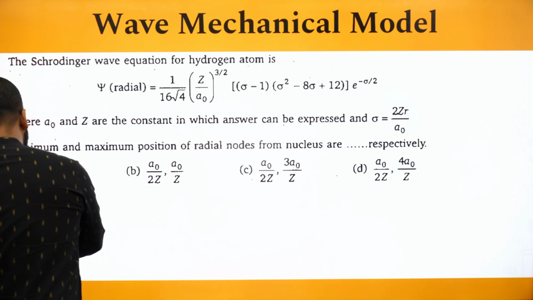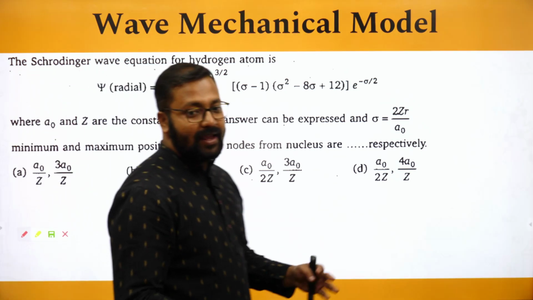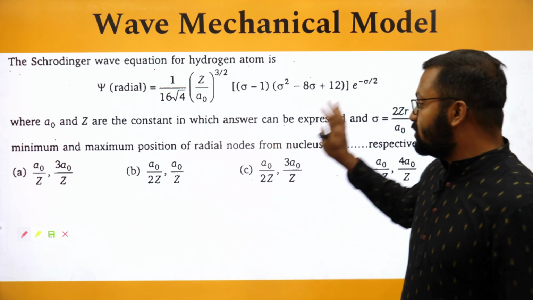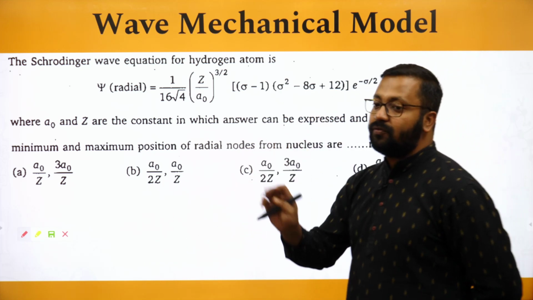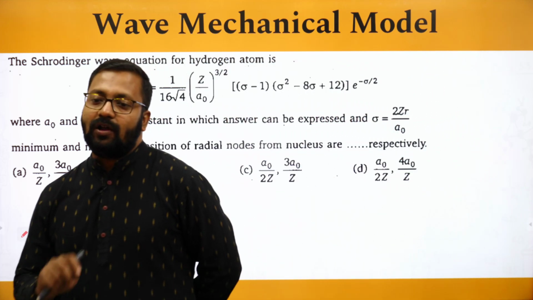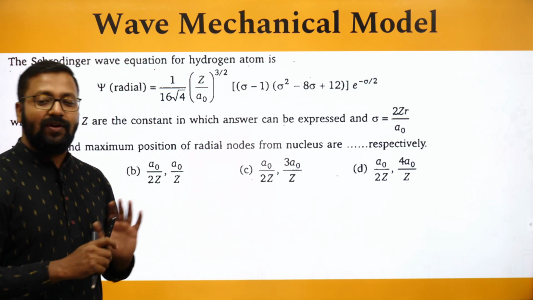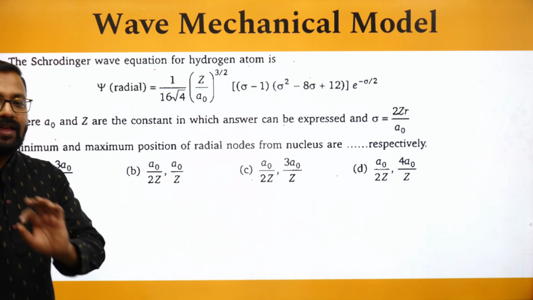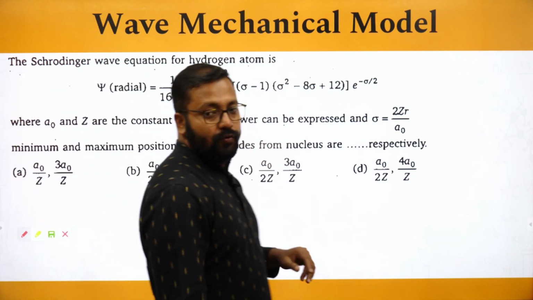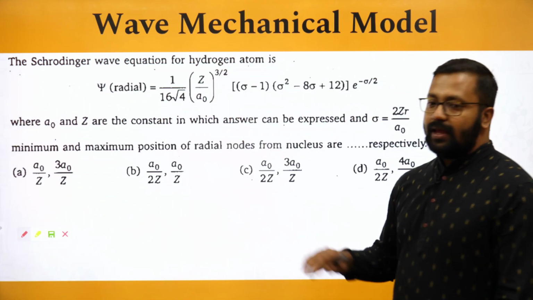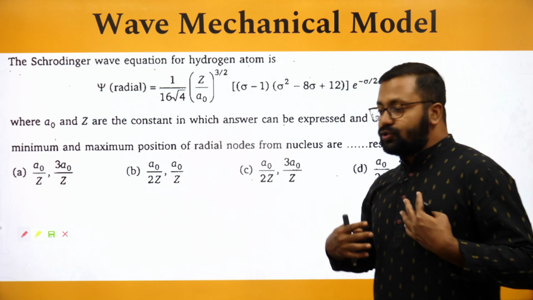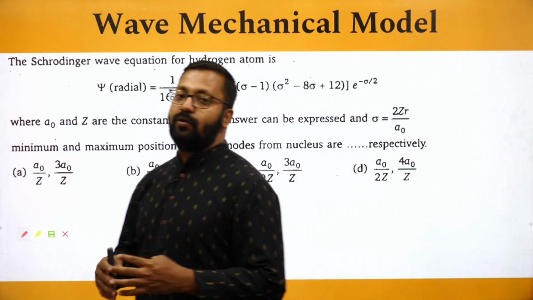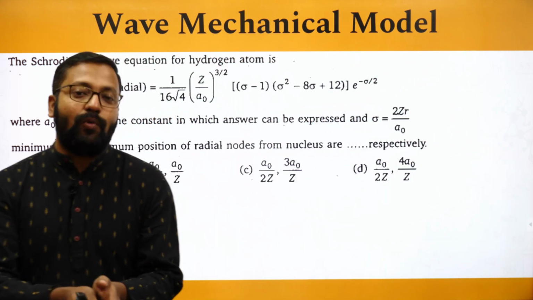Let's look at this question. Do you find this question intimidating or easy? The question looks very, very challenging to a number of people, but the method of solving this question is very, very simple. What is given over here is the Schrodinger's wave equation. Our objective is not to know what is Schrodinger's wave equation. Our objective is to attack the question.